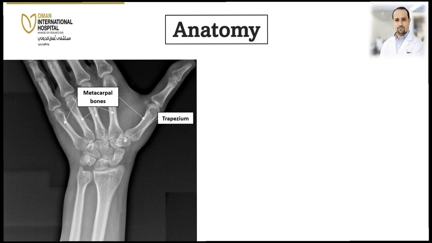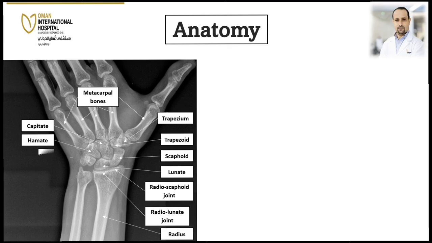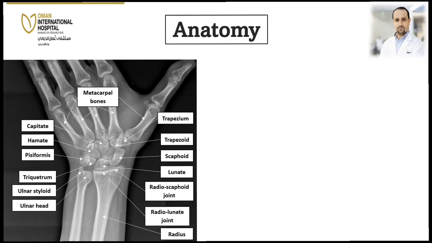Here we see the 5 metacarpal bones, the trapezium, trapezoid, scaphoid, the lunate, the radioscaphoid and the radiolunate joints. The radius. At the middle of the wrist we find the capitate, the hamate with the hook of the hamate, the pisiform, the triquetrum, the ulnar styloid, the head of the ulna, and the distal radio-ulnar joint.